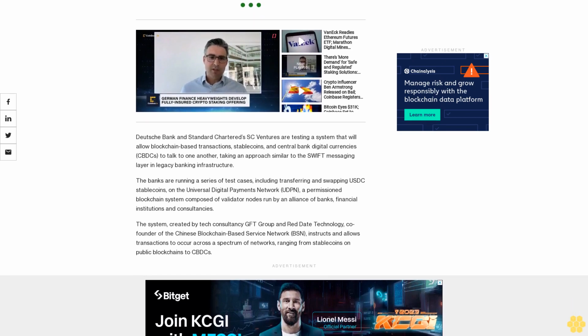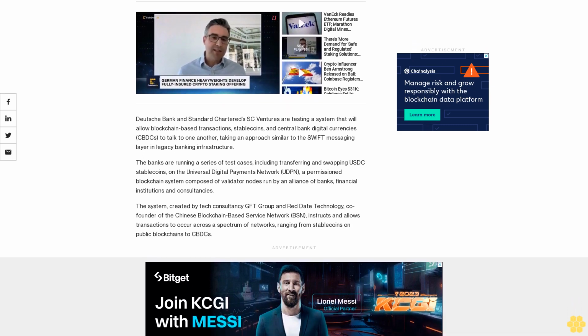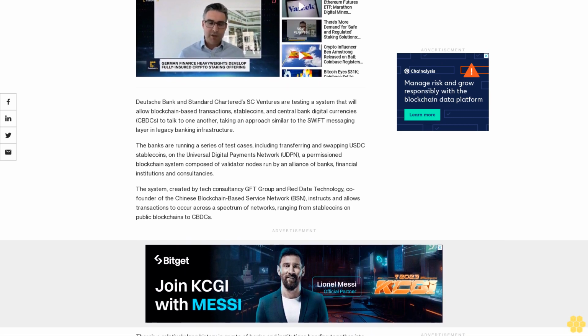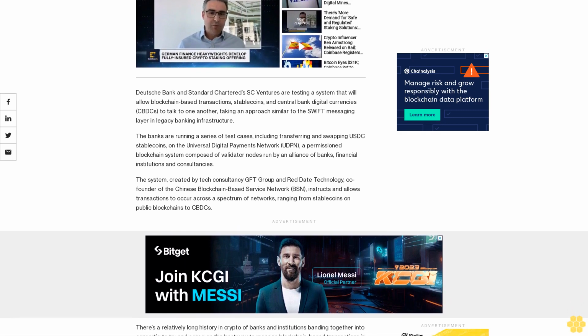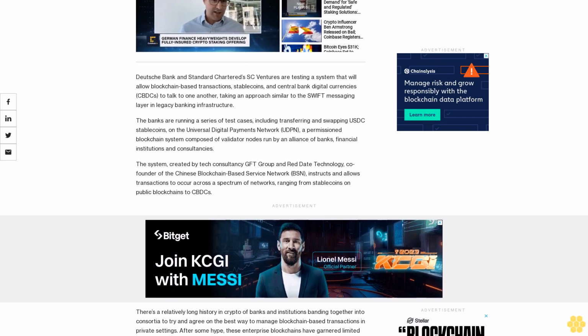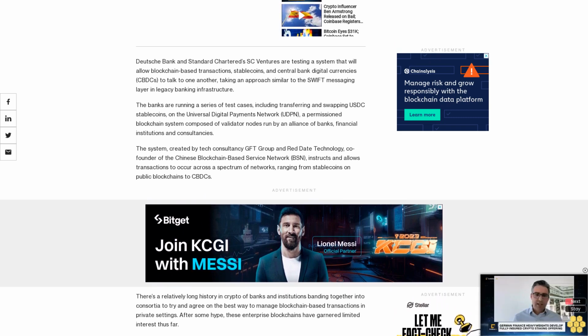There's a relatively long history in crypto of banks and institutions banding together into consortia to try and agree on the best way to manage blockchain-based transactions in private settings. After some hype, these enterprise blockchains have garnered limited interest thus far. Digital currencies provide both medium and message, questioning the need to run something like Swift messages in parallel.